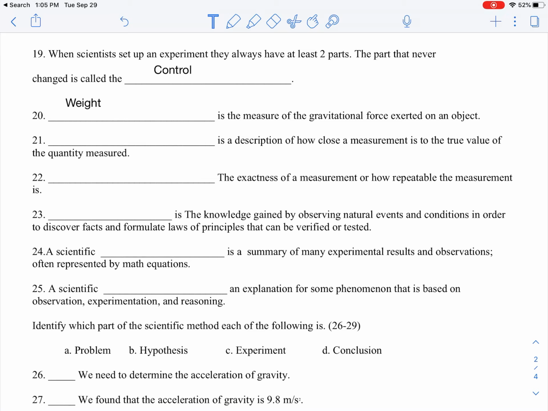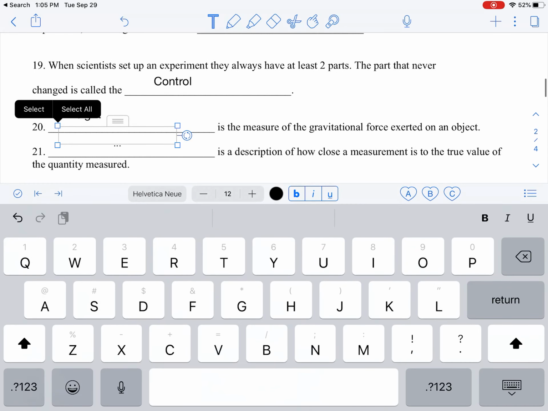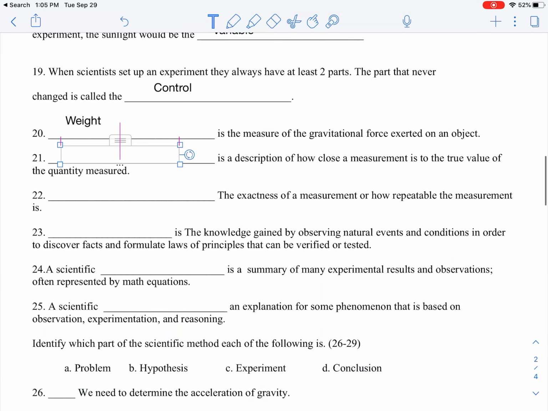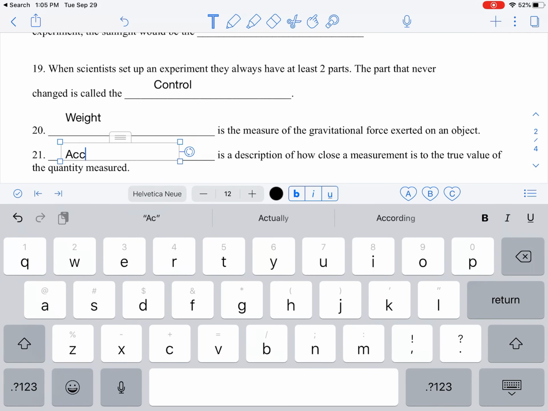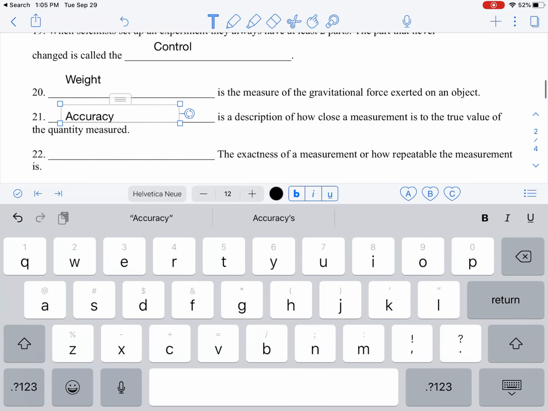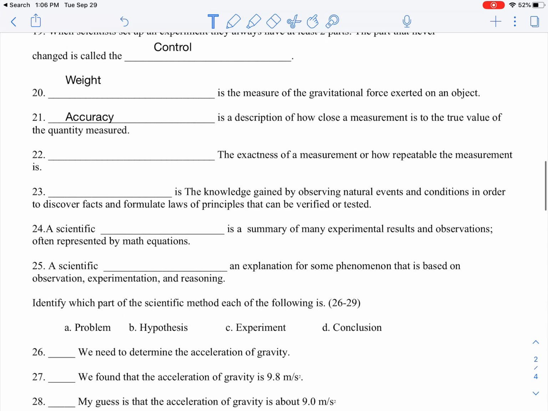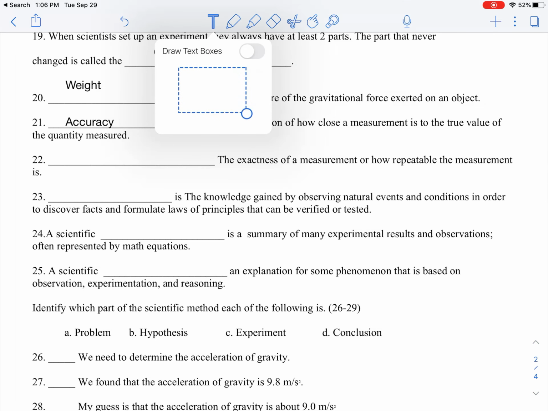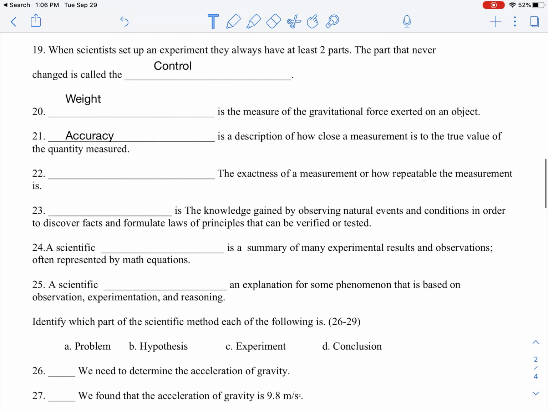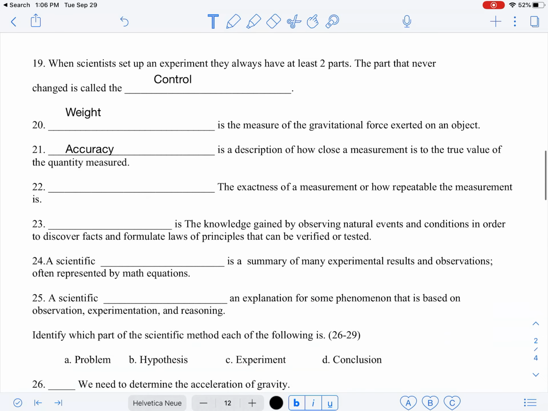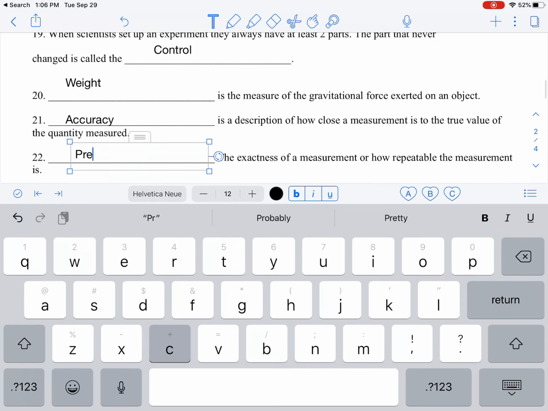Blank is a description of how close a measurement is to the true value. Okay. And that would be, let's move this box down. There we go. That would be accuracy. Okay. What's happening here? Sorry that this is being so stupid. The exactness of a measurement, there we go, is precision, how repeatable it is.